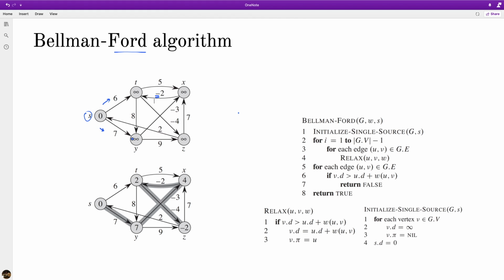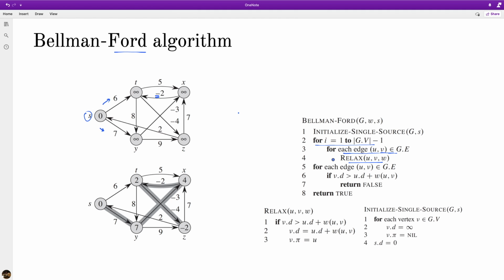And if there is a negative weight cycle in a graph, then Bellman-Ford algorithm can even detect that. So the idea behind Bellman-Ford algorithm is pretty straightforward. For each vertex in my graph, and for each vertex that I pick, for each edge that's associated with this vertex, I just keep relaxing the edges.